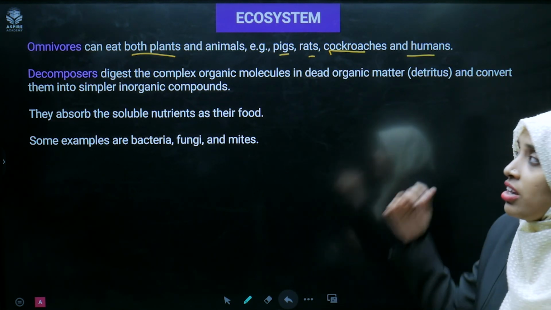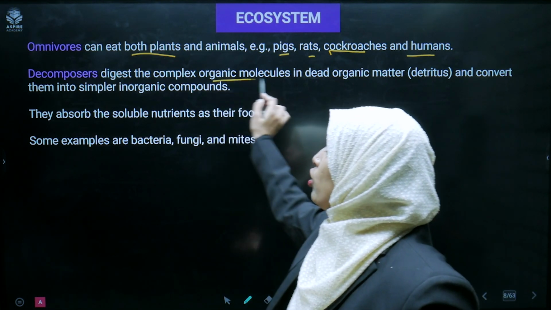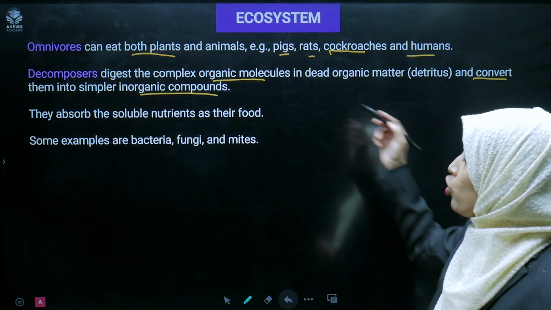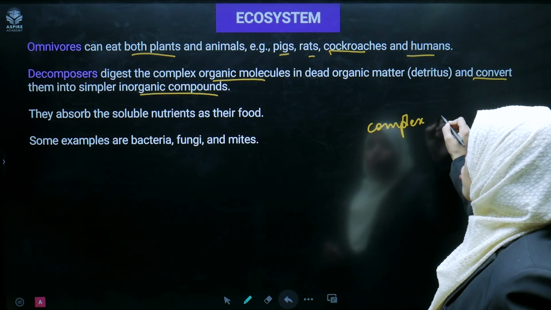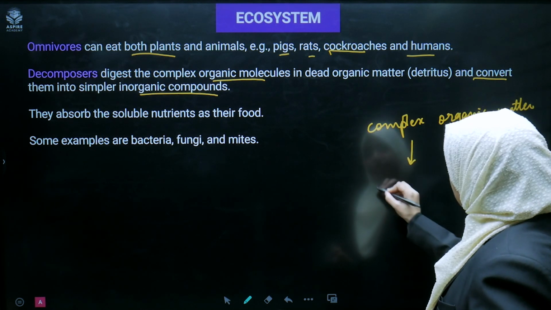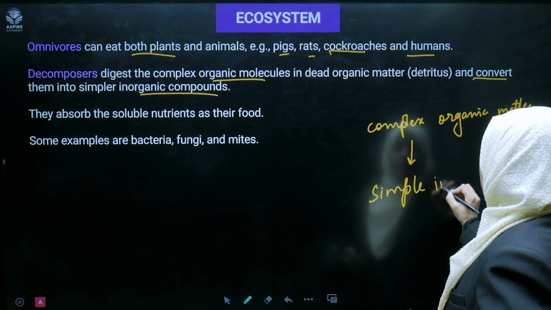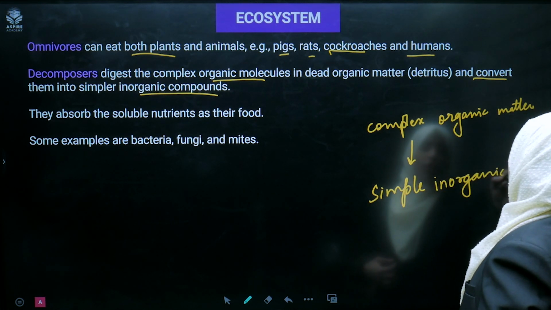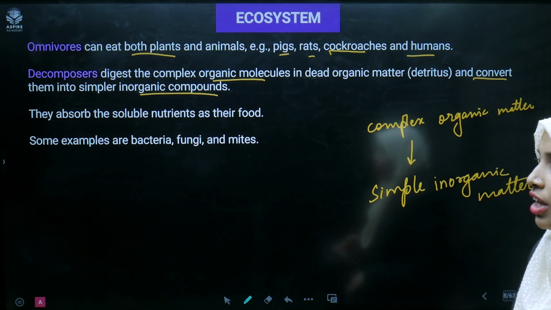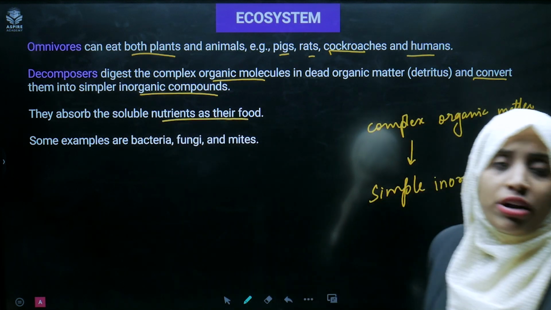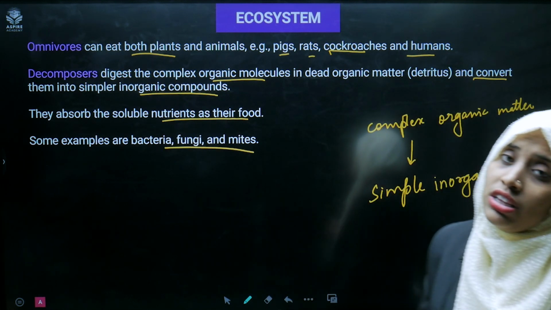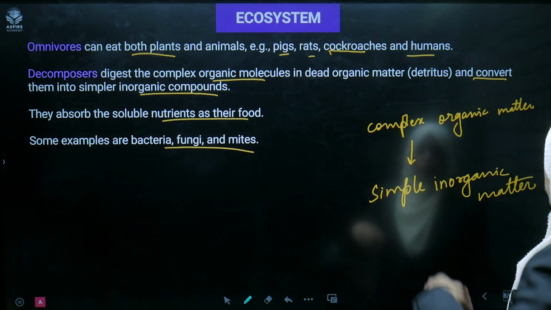Okay, now comes decomposers. Decomposers का काम क्या है, complex organic material को they decompose or break down and convert into simpler inorganic matter. जितने भी complex organic matter है, they get converted into simpler inorganic matter. ये काम किसका होता है, decomposers का. They convert this complex organic to simpler inorganic. So they absorb the soluble nutrient as their food. ये decomposers जो soluble form में nutrients absorb करते हैं, and the bacteria and the fungi they are the most common examples of decomposers, even mites also.